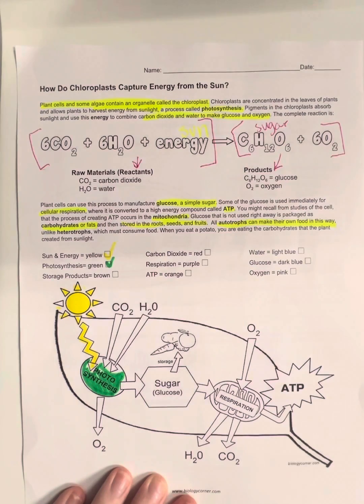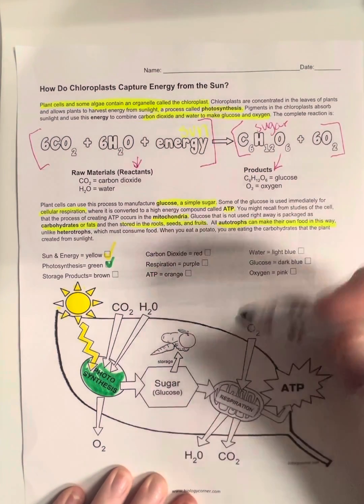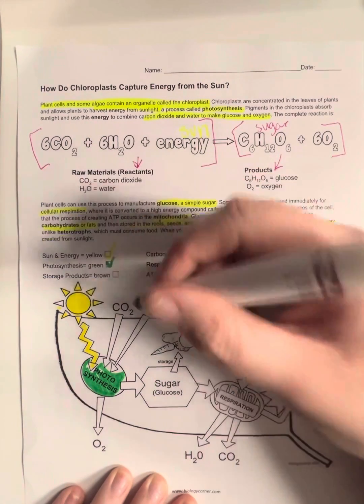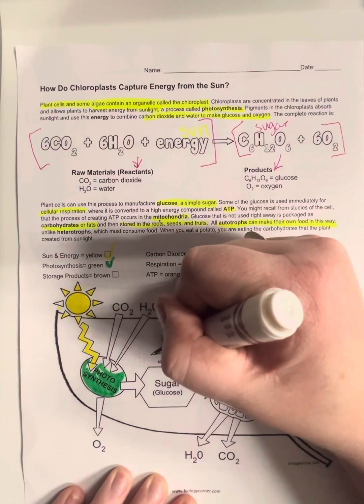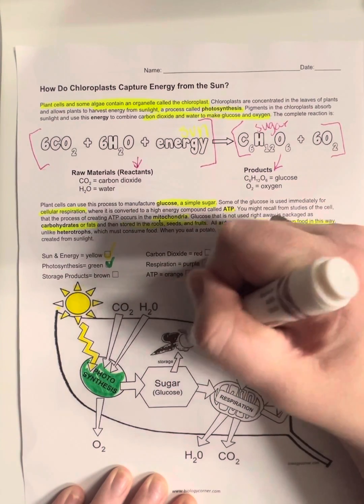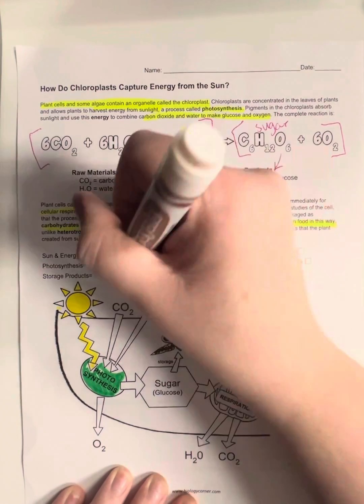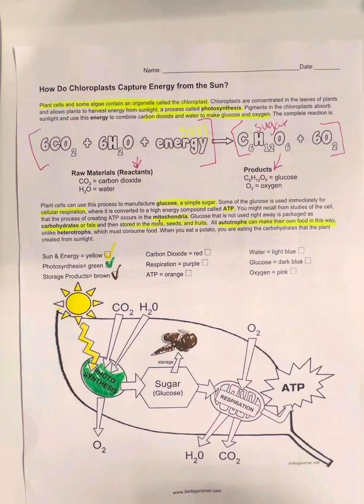The storage products, the parts that it is stored in. Remember we said that it's stored in the roots, the seeds, and fruits. So they are brown, and so a brown carrot, a brown potato, a brown apple, just so that you know that that is the storage products. So remember, when it's not immediately used for cellular respiration, it is stored in the roots, seeds, and fruits. Okay. Carbon dioxide is going to be red.